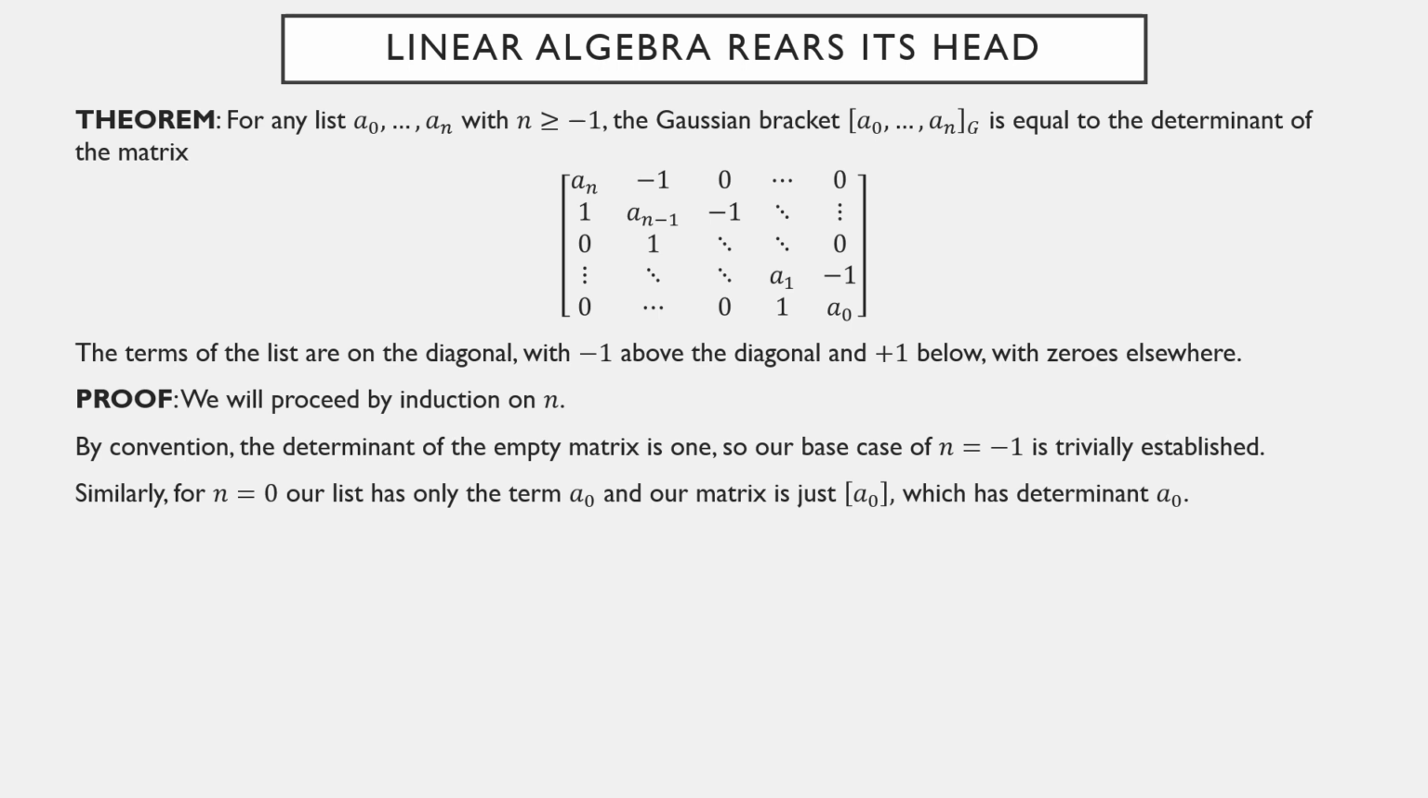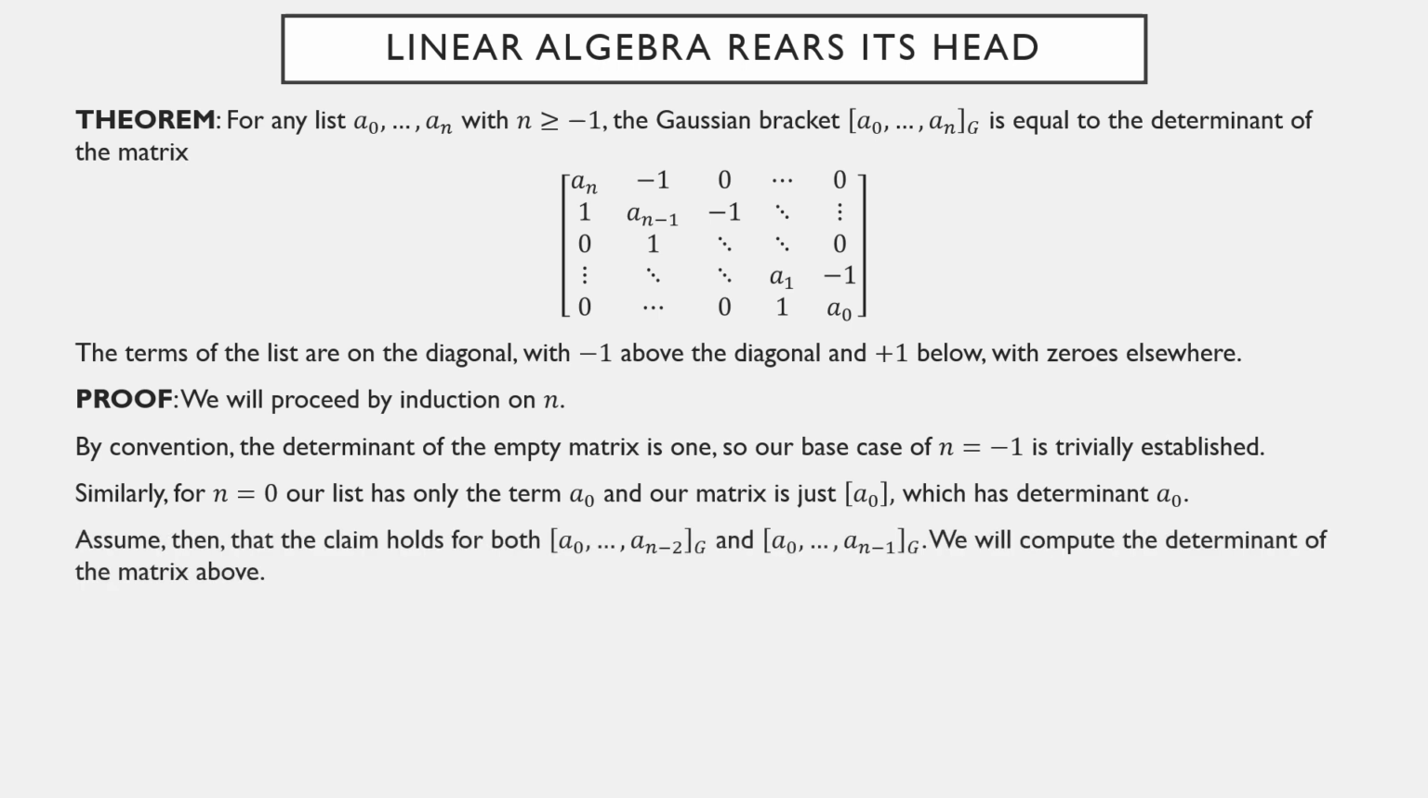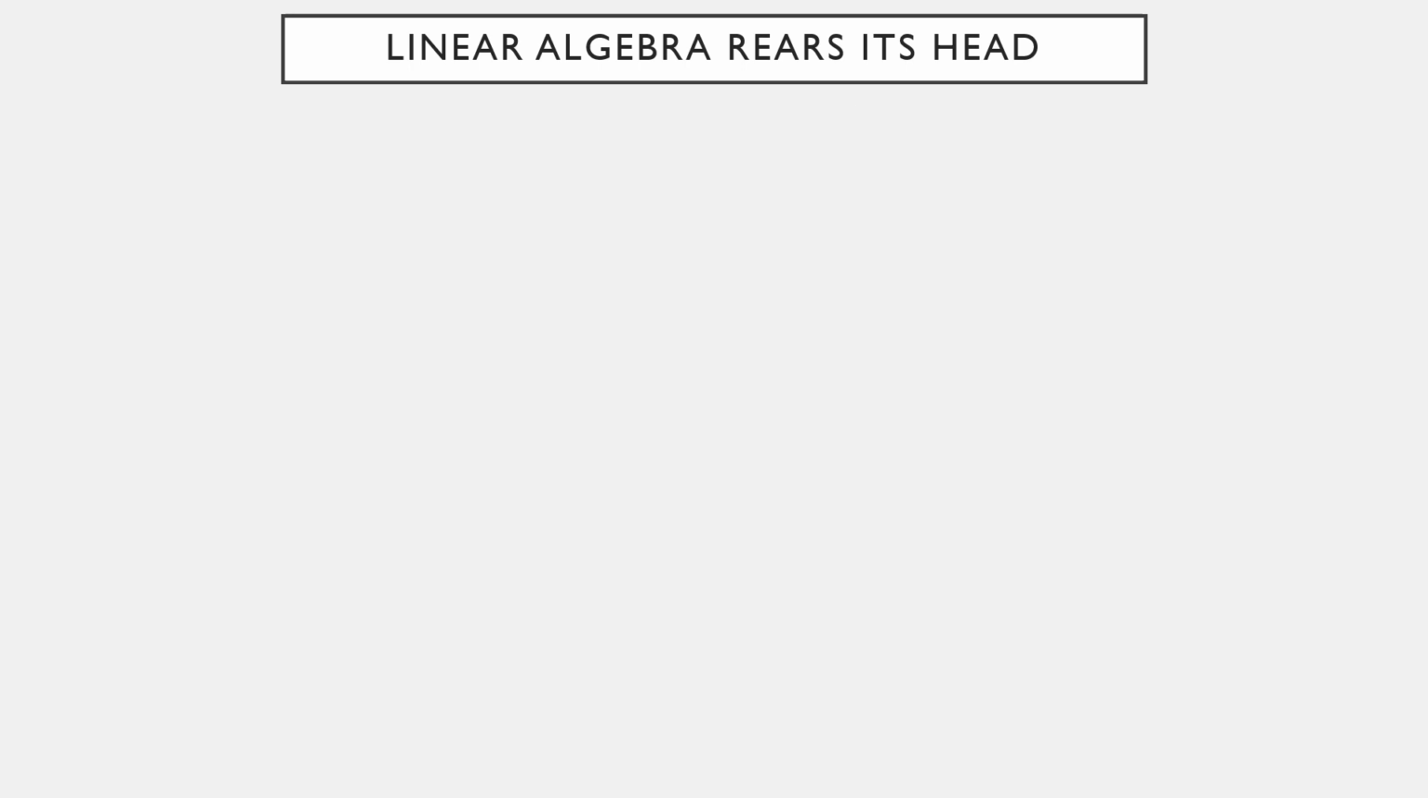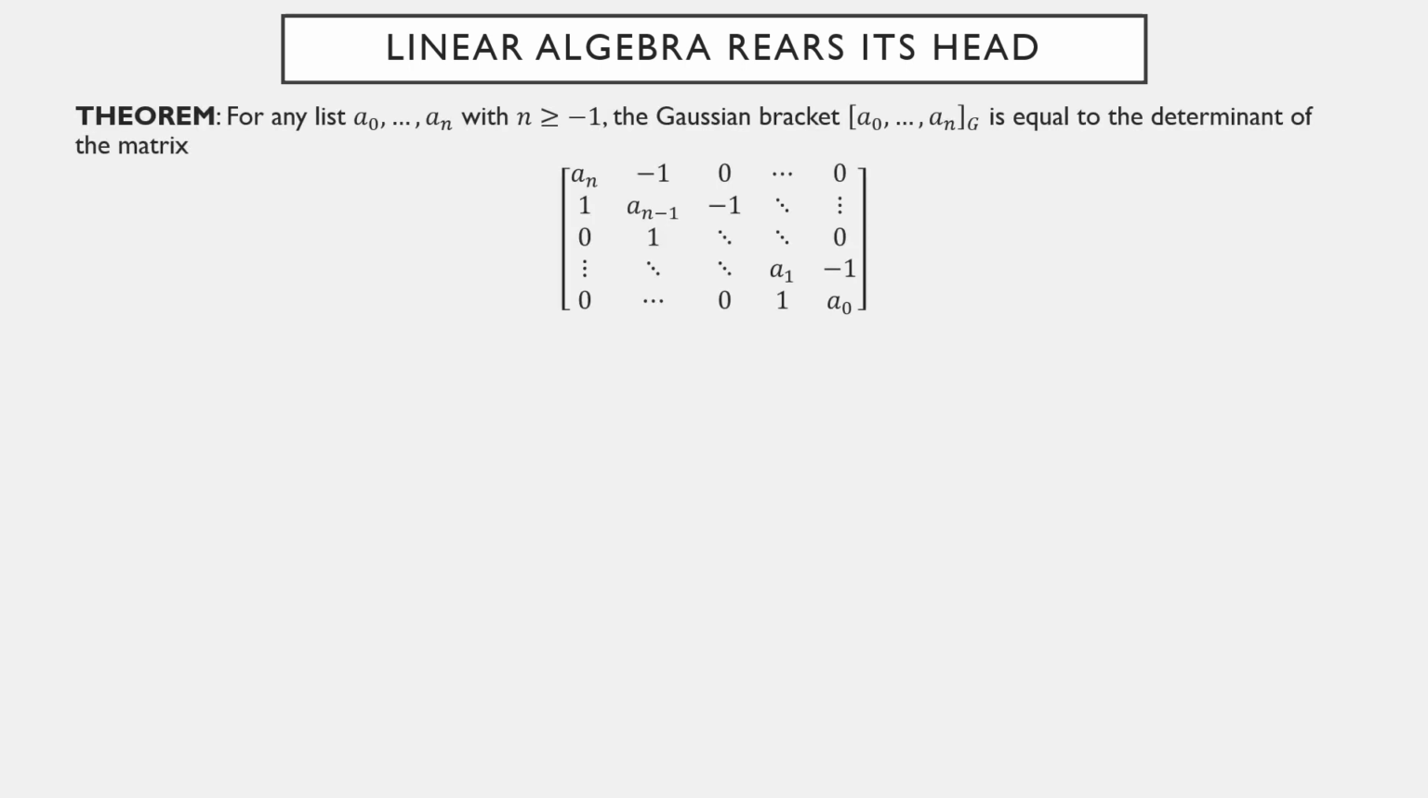The point is you just need 2 consecutive base cases so that you can proceed by induction, having assumed that the result holds for 2 consecutive Gaussian brackets. So now let's compute the value of the determinant of the matrix given above, assuming that if our lists were only this long or this long, then the relevant determinants would be the value of the Gaussian bracket. That's our inductive step. Okay, so here's the statement of our theorem.